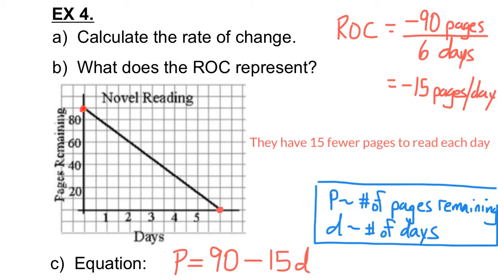So they're starting at 90 pages remaining, and that decreases by 15 pages each day. So I can have my equation, the number of pages remaining is equal to 90 minus 15 times the number of days. And I've defined my variables.